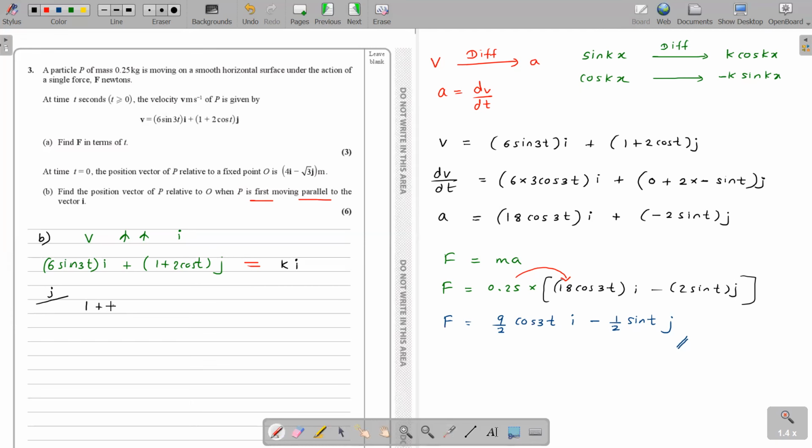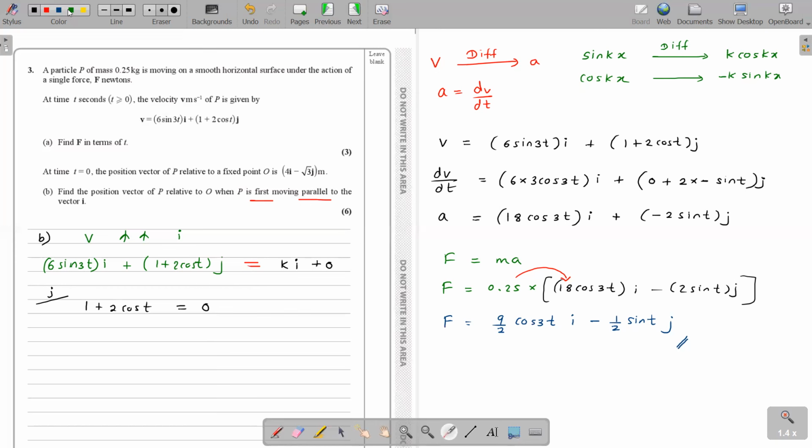When you compare coefficients of j, 1 plus 2 cos t equals what? This side there's 0j. Understood? You could do this immediately, even without writing this middle step. The moment you see the object is moving parallel to y, it means your velocity j component is 0, because there's no j component for the velocity.